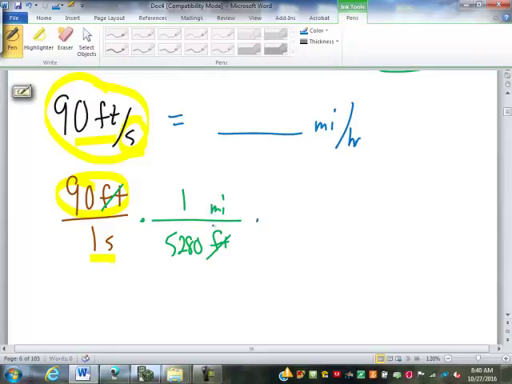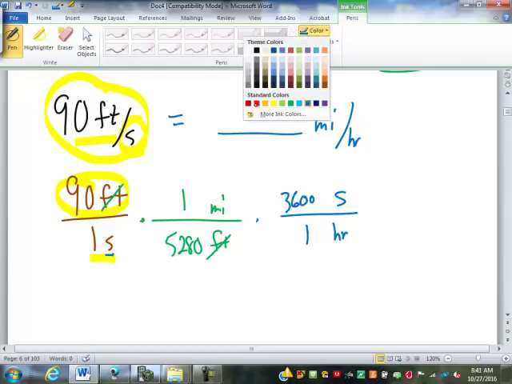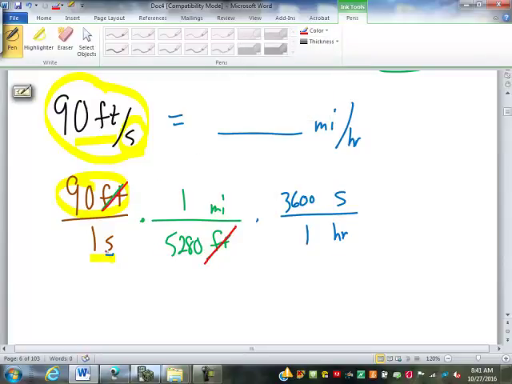And then we got to get rid of seconds. Now, since seconds were on bottom, we had to put them on top to cancel them out. 1 hour is 3,600 seconds. So the feet cancel, the seconds cancel. We now have the correct units. On top, we need miles. That's all we have on top. Bottom, we need hours. That's our only unit on bottom.